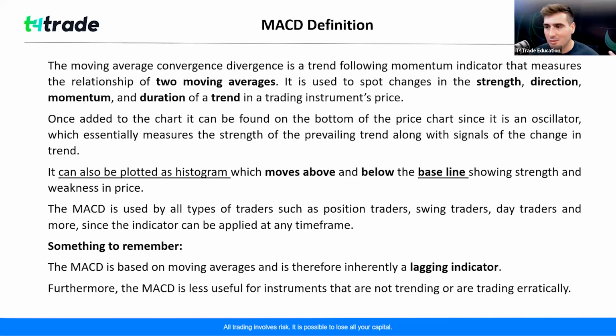Again, you don't need to be a genius to understand this. Moving average convergence and divergence is obviously going to have moving averages in it. It is used to spot changes in the strength, direction, momentum, and duration of the trend of any given instrument. We're talking about the instrument's price. Once it is added onto the chart, it can be found at the bottom of the price chart. As we can recall from a prior slide on off-chart indicators, it is an oscillator, essentially measuring the strength of the prevailing trend, along with signals of a change in the trend. And this is what we care about.